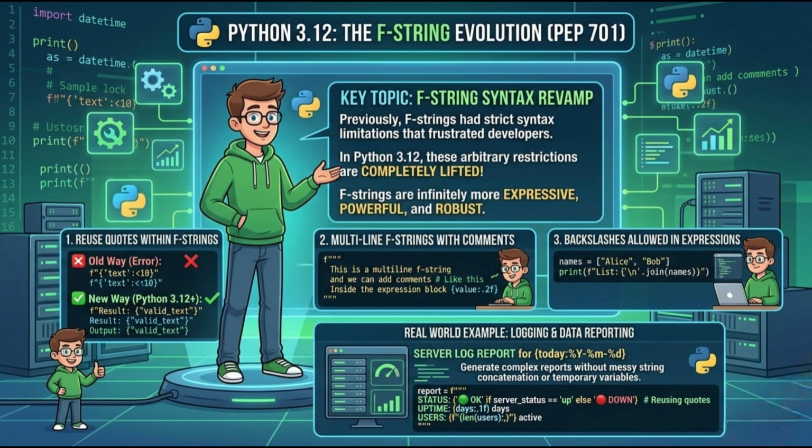This brings us to the cutting edge. Python 3.12's formal release completely overhauled the underlying f-string parser via PEP 701. Previously, f-strings contained strict syntax limitations that frustrated developers. In Python 3.12, these arbitrary restrictions have been completely lifted, making f-strings infinitely more expressive, powerful, and robust. Let's break down these new capabilities.